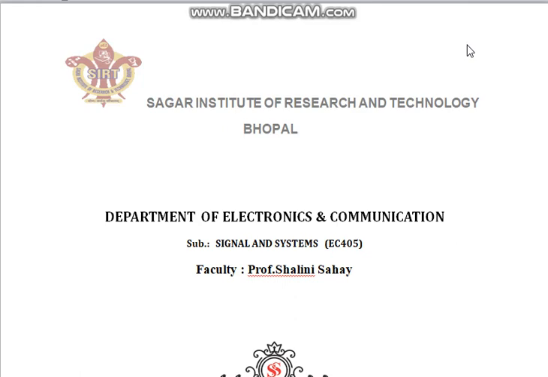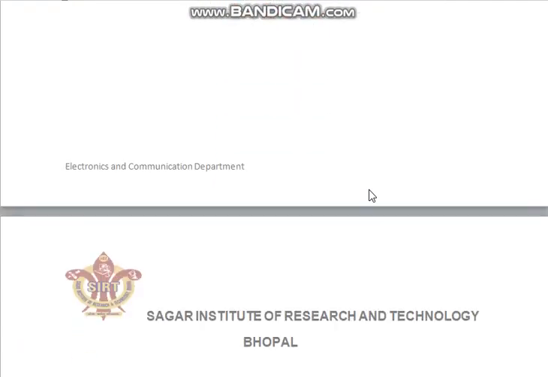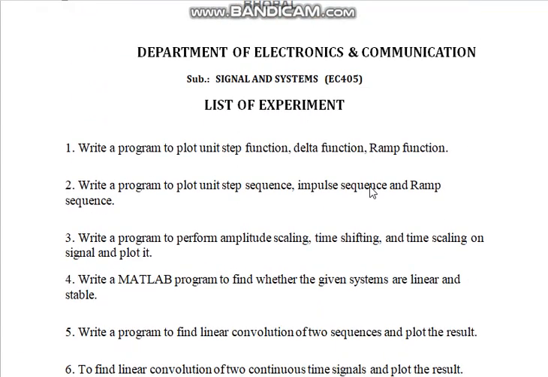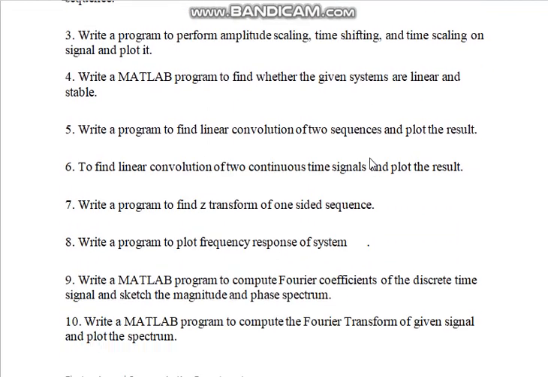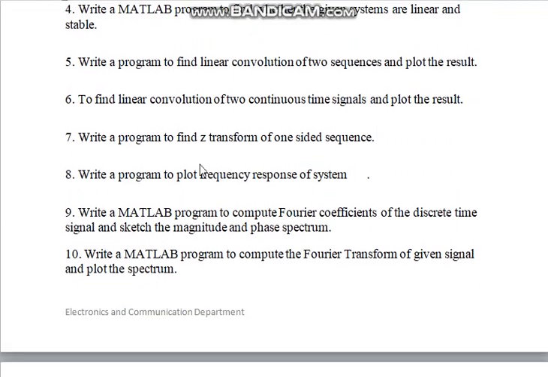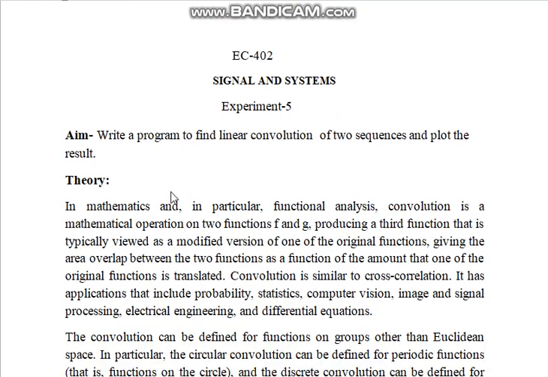I am uploading my lab video on Signal and System, EC405. We have discussed the list of experiments, which are based on MATLAB programming. We will perform 10 experiments. Today we are going to perform the 5th experiment, which is to write a program to find the linear convolution of two sequences, and plot the results.